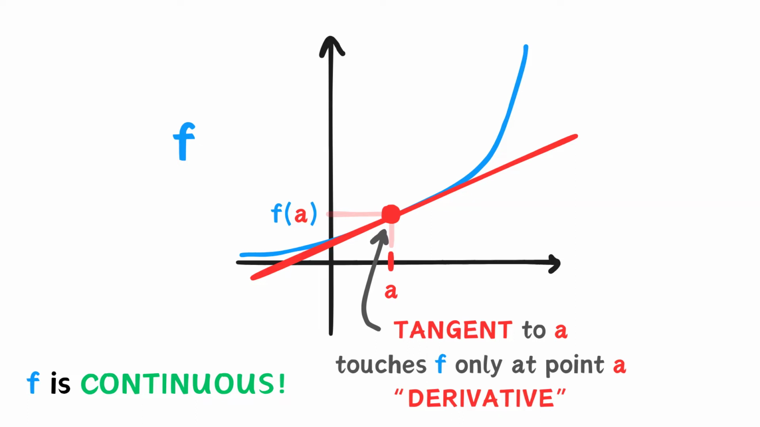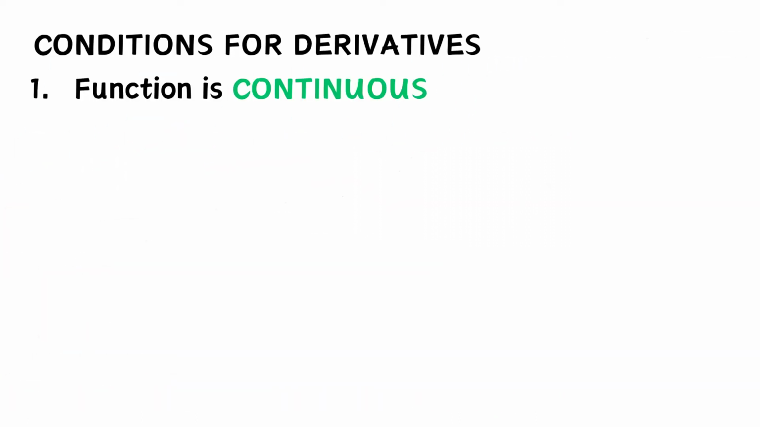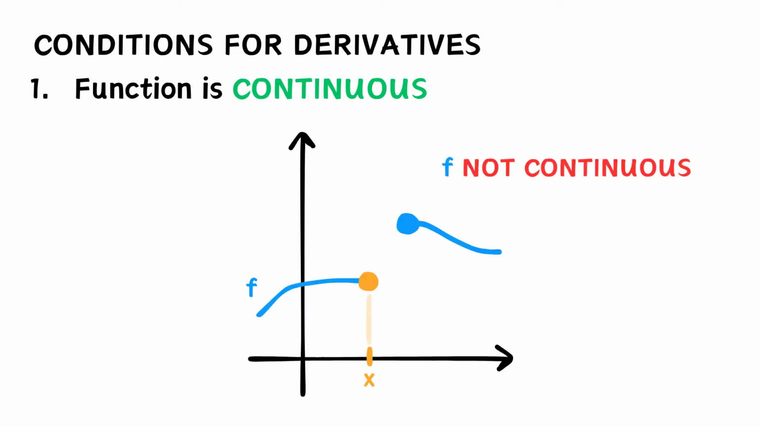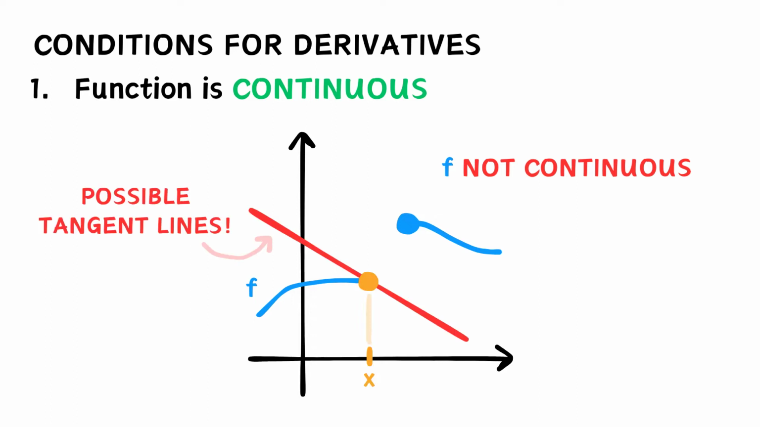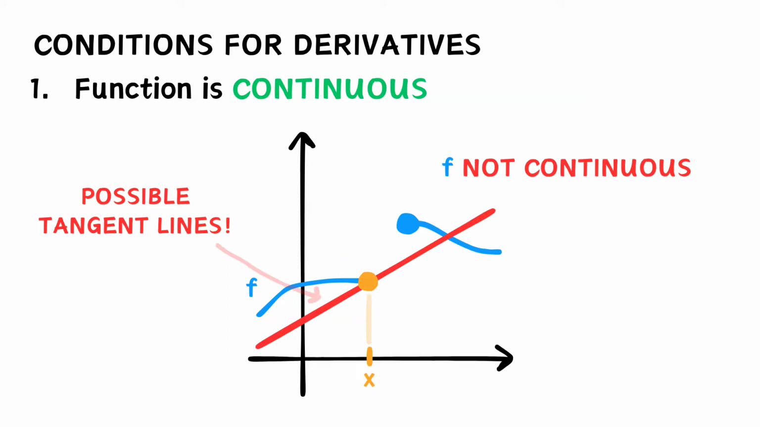In order to find the derivative or the tangent line, the function will have to meet 2 conditions. First, the function must be continuous. Consider this endpoint discontinuity. Can we find the tangent line at this endpoint? Well, no, because there are infinite ways that we could draw tangent lines that touch this point. So the first step to finding the derivative is a continuous function.